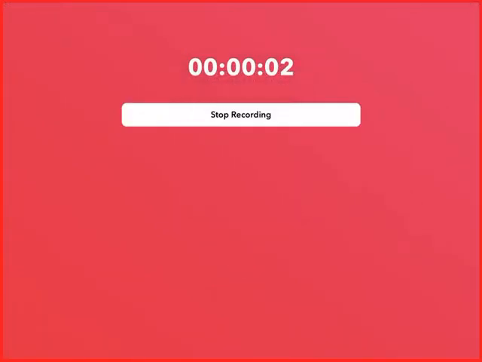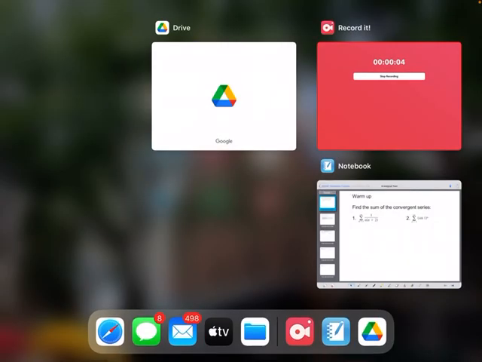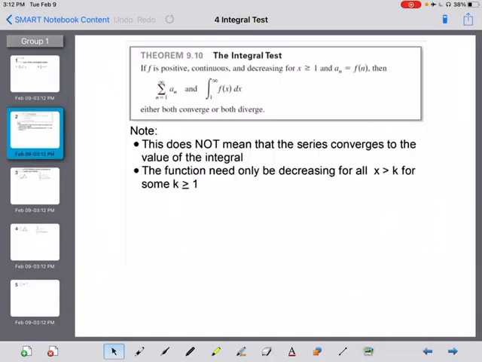Okay, what's up, everybody? 10.4 today. We're going to talk about something known as the integral test. All right, let's go ahead and dive right into it.